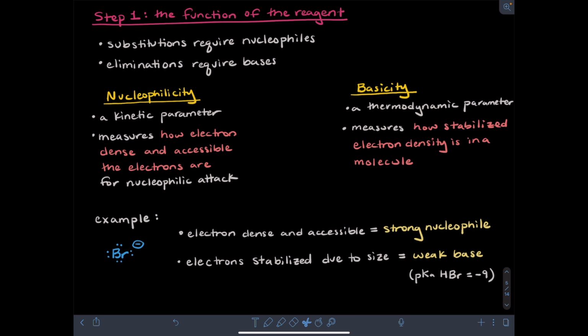You could also see this because it is the conjugate base of a very strong acid, with a pKa of -9. So this is just one example of a molecule that could be a very good nucleophile, but would be a very poor base.